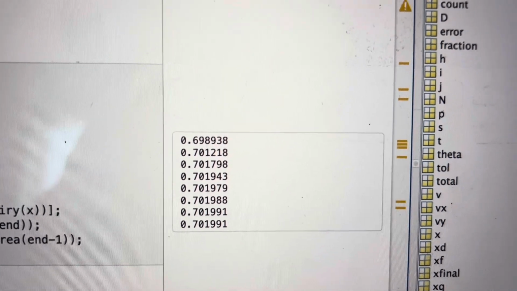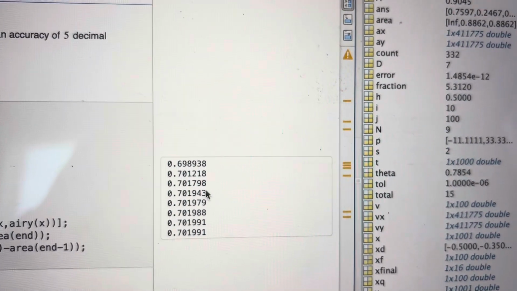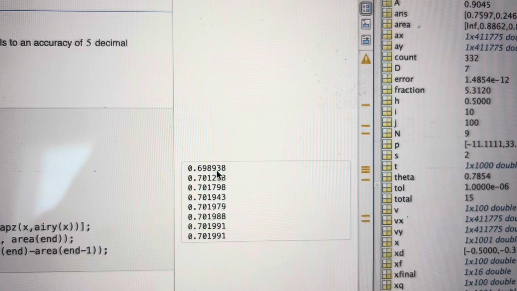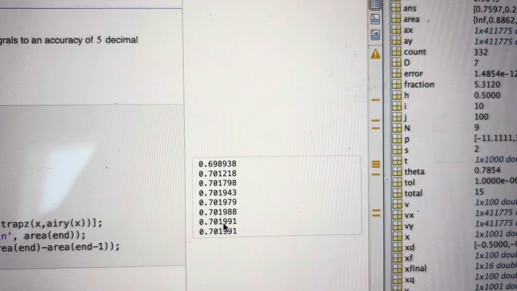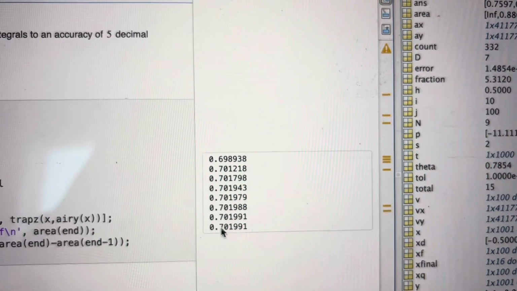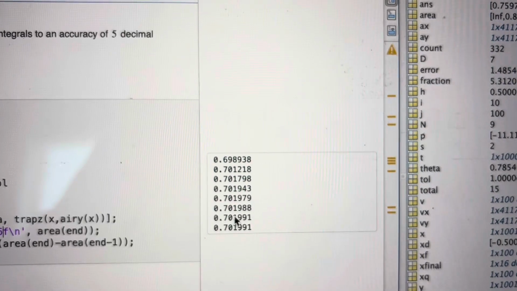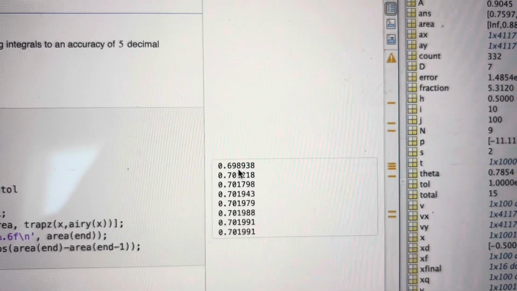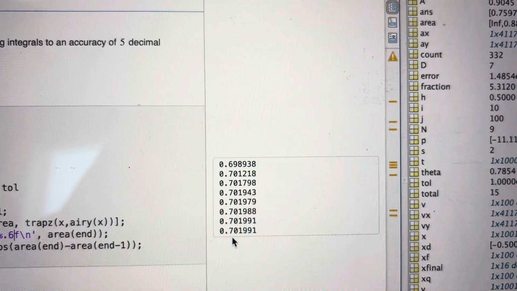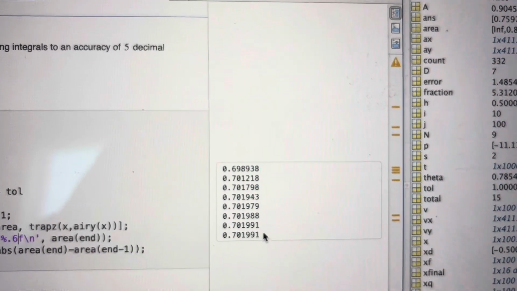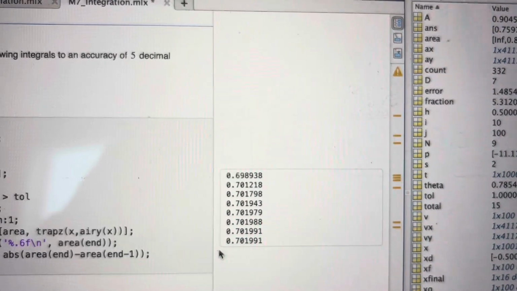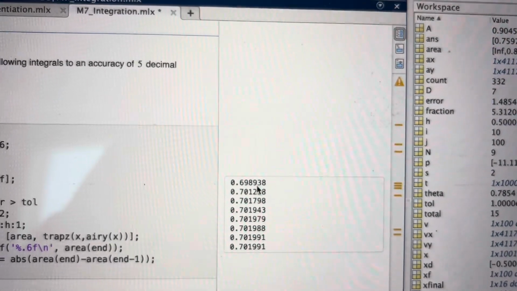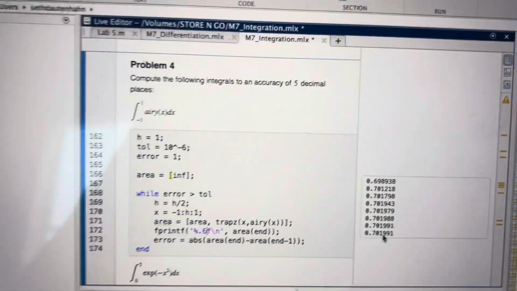And so as you can see here, this is our area, and there are many solutions right here, because it's going until it finds numbers that stop and are the same. So as you can see here, it starts at 0.69838, and it goes down to 0.701991, because it's finally settling on a number right here and not oscillating between different numbers.